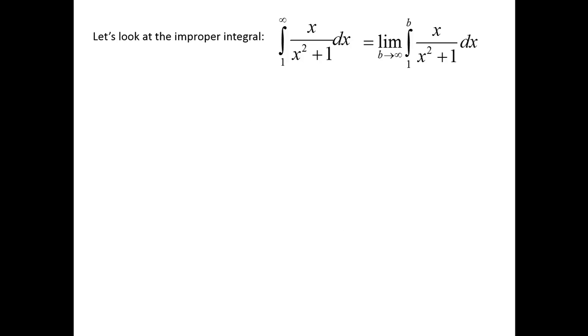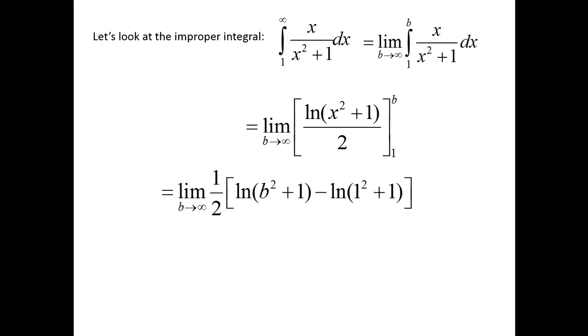And of course, I want you to rewrite that as the limit as b goes to infinity of the integral from 1 to b. And if we did a little u substitution, we would see that the antiderivative here is the natural log of x squared plus 1, over 2. Fundamental theorem, we're going from 1 to b, so this becomes 1/2 natural log of b squared plus 1 minus natural log of 1 squared plus 1.